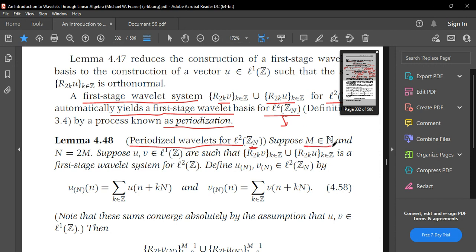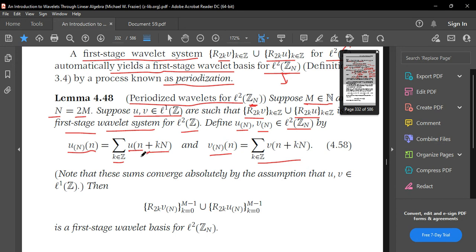Let m belong to N, and 2m be this n. Suppose u and v belong to the infinite space L1 of Z, such that R2k v union R2k u is a first stage wavelet basis. Just before the lemma, we approach this first wavelet system for L2 of Z, and define un and vn that are elements of this finite space L2 of Zn, where un of n, the nth index, will be the summation over k belongs to Z of u of n plus kn, and vn of n will be the summation of v of n plus kn.